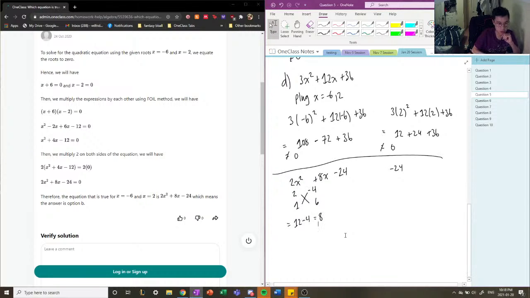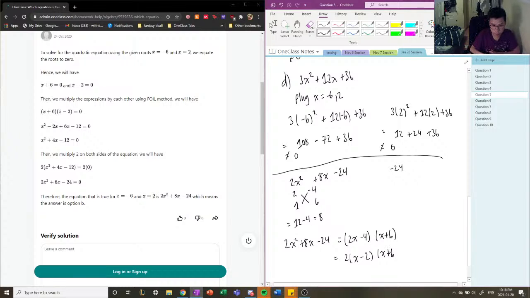And our factors are going to be, so 2x squared plus 8x minus 24 is also equal to 2x minus 4 times x plus 6. We can factor out the 2 here, so it's 2 times x minus 2 times x plus 6.